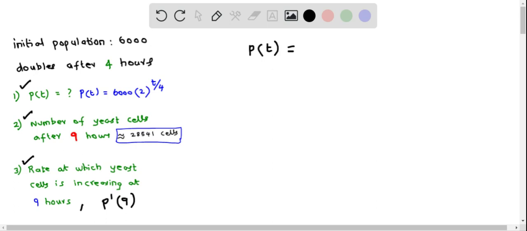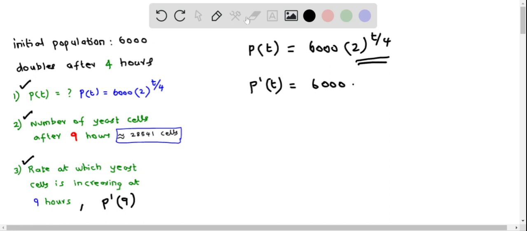This equals 6,000 times 2 raised to the power of t by 4, and we have to find its derivative, p prime of t. We can use the constant multiple rule, so we put this 6000 as it is, and we have to find the derivative of 2 raised to the power of t by 4.